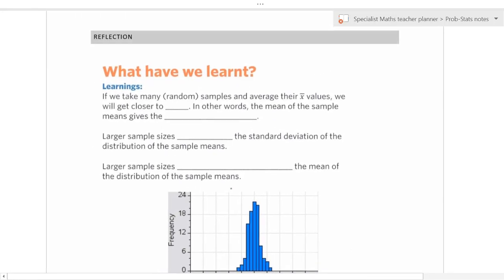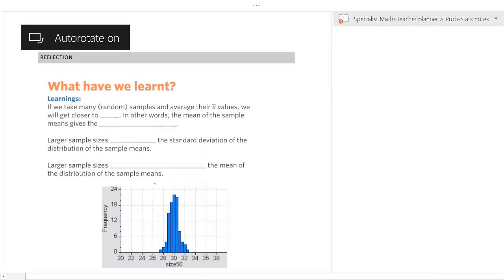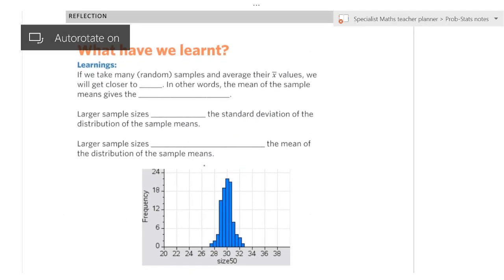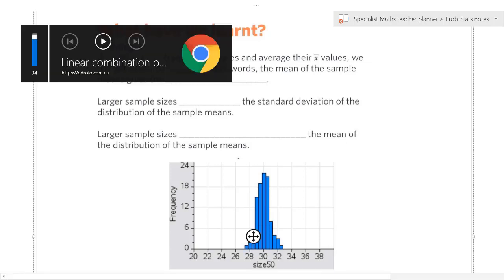Okay, so a little bit of a reflection. If we take many random samples and average their x bar values, the sample means, we will get closer to what? What do you think, Owen?